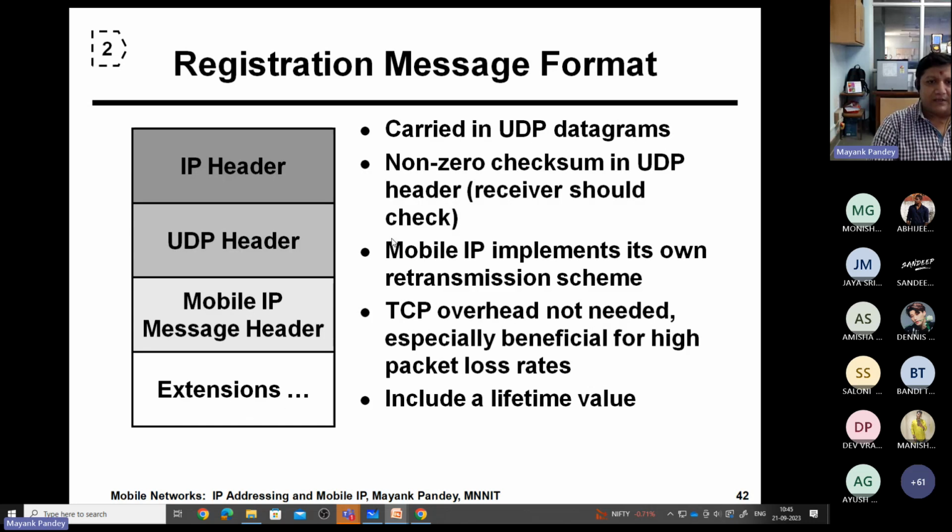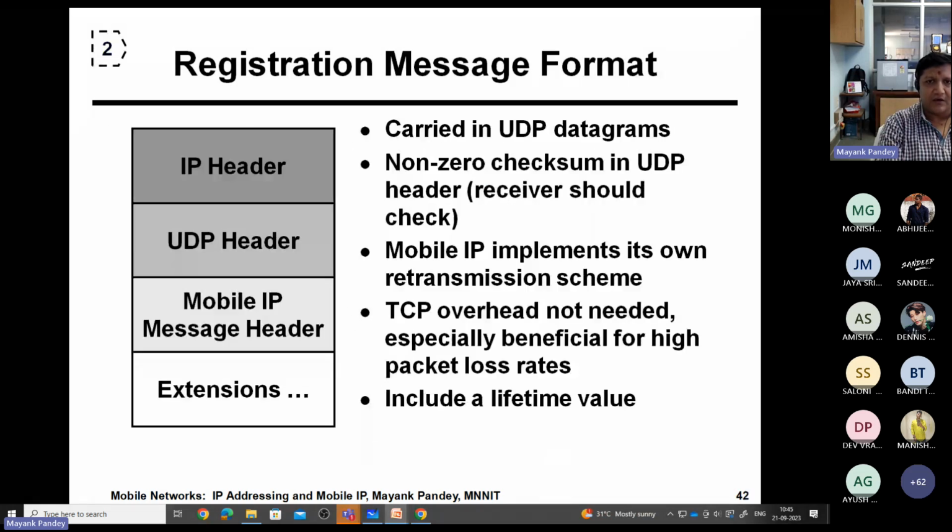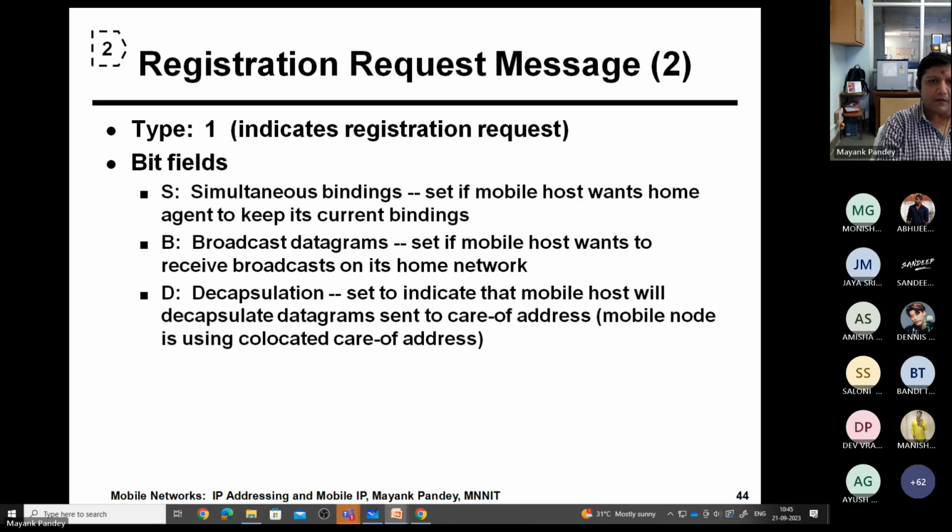How is it done? It is done using UDP. A registration message is encapsulated within UDP, which is encapsulated within IP. So this is regarding the registration of the mobile node.